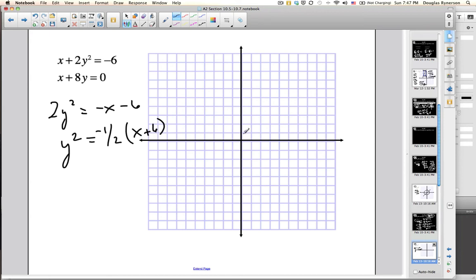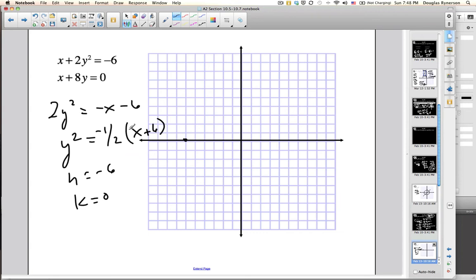I know that my vertex is at negative 6, right? H is negative 6, and k is equal to 0, so negative 6, 1, 2, 3, 4, 5, 6. I know that y is squared, so this one is going to open horizontally. It's going to open this direction, as a matter of fact.